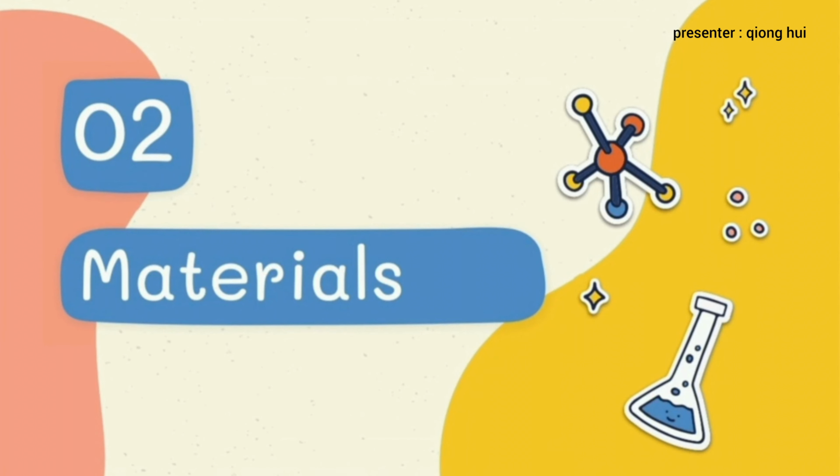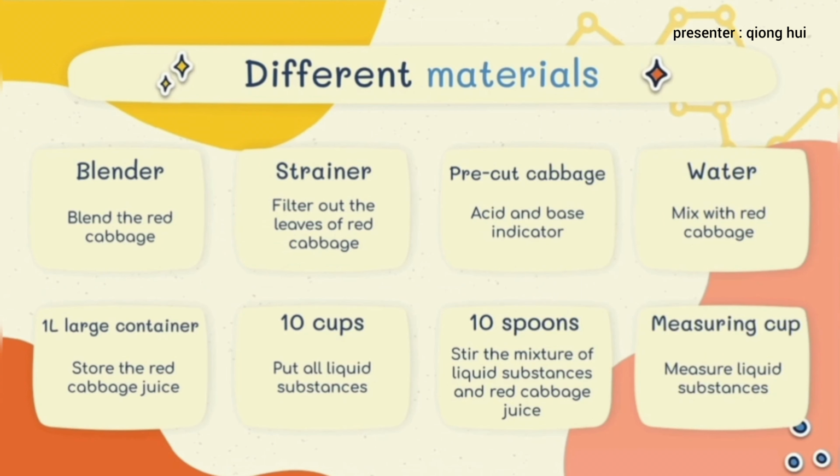Before we start our experiment, we will need to prepare some materials and equipment. First, we will have a blender to blend the red cabbage, a strainer to filter out the leaf of red cabbage, pre-cut red cabbage to act as the acid and base indicator, 900 ml of water mixed with red cabbage, a 1 liter large container to store the red cabbage juice, 10 cups to put all liquid substances, 10 spoons to stir the mixture of liquid substances and red cabbage juice. Last is a measuring cup to measure the liquid substances.